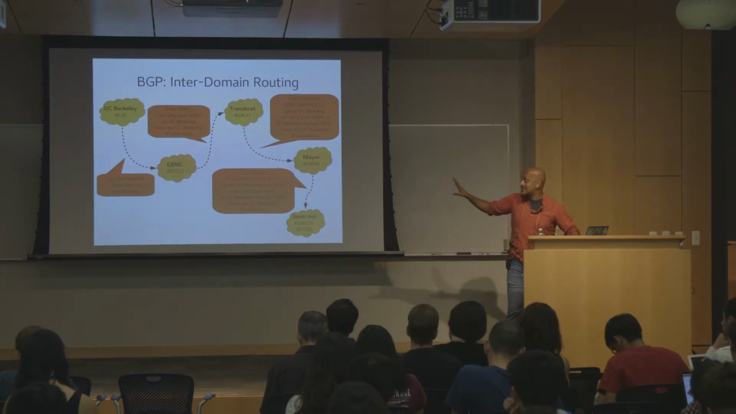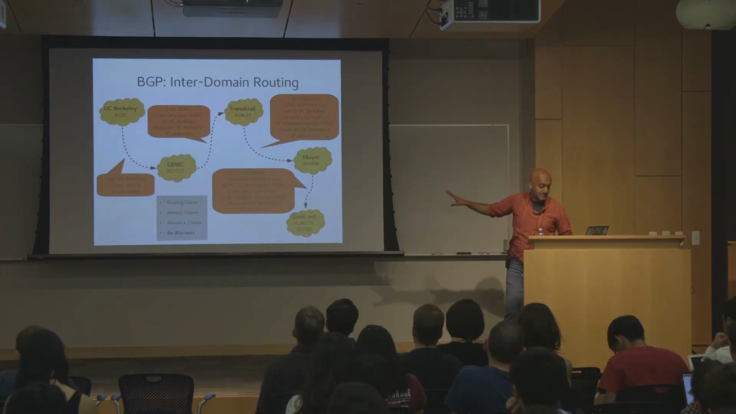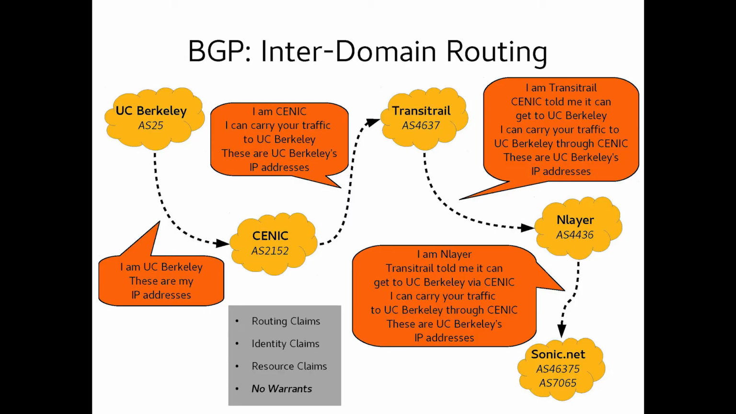But what's interesting in all of these claims, right, there are routing claims here. It's like, how do we get things to particular places? There are identity claims about, I am so-and-so. There are resource claims about blocks of IP addresses that you claim you can carry traffic to. But what is fascinating about BGP, there are no warrants for any of these claims.